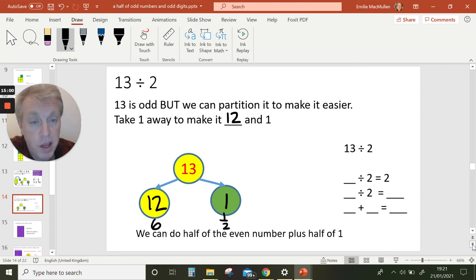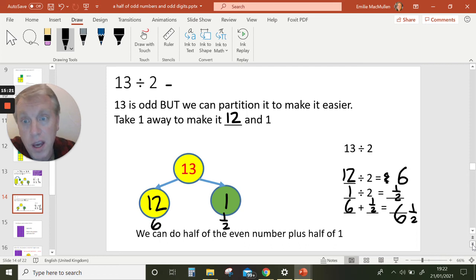So we split 13 into 12 and 1. 12 divided by 2 is 6. 1 divided by 2 is a half. 6 add a half makes 6 wholes and a half. If we can write it as a decimal number, do you remember what that's going to be? 6 and a half, 6.5.